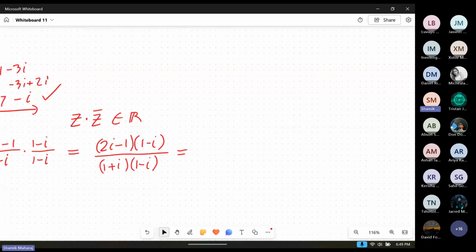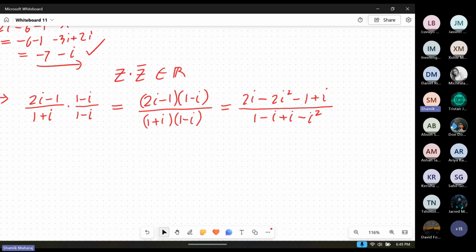The top, I will open it up, and we end up getting 2i minus 2i squared minus 1 plus i. And the bottom, this should become something real. Let's hope it does. We get 1 minus i plus i minus i squared. Okay, we know the i squareds are going to become 1 at some point, so let's just get that done. So I'll rewrite this on top as 2i.